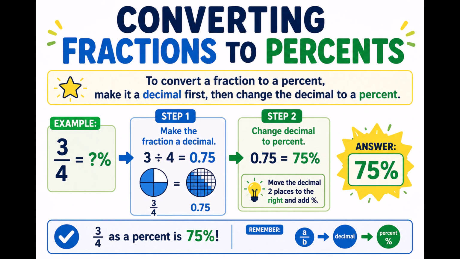So let me repeat this part so it's not confusing. We have a fraction that we divide to get a decimal. And then we must move that decimal 2 places to the right to find the percent. And then we add that percent sign. So that means this is the order: we went from a fraction to a decimal, and finally we received our percent. Excellent job.